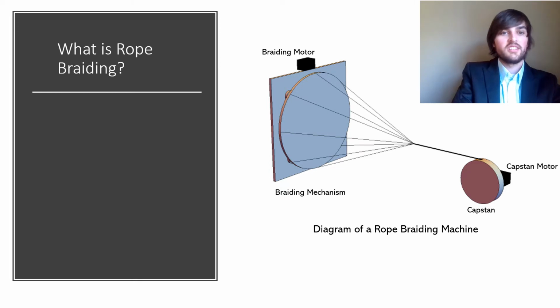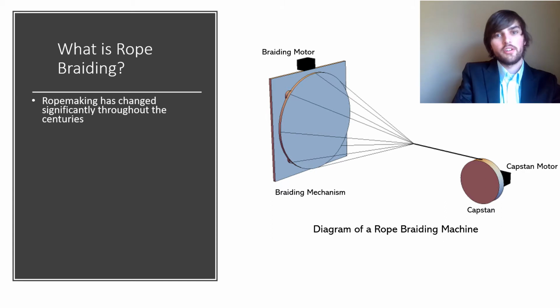We know that rope braiding has been around for a long time, but rope making has changed significantly throughout the centuries. Early humans created rope by twisting small strands together so that the larger strands could carry more weight. However, as technology progressed, we realized that braiding rather than twisting the strands created better results. So today, most ropes are braided by braiding machines, such as the one on the right side of your screen.